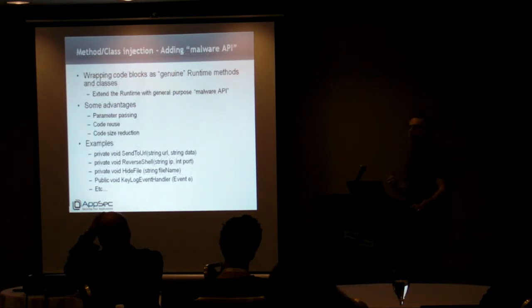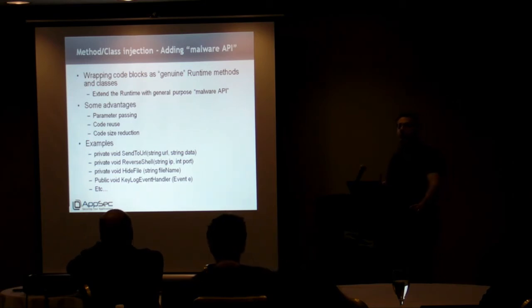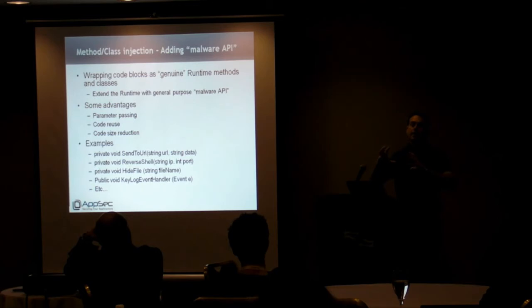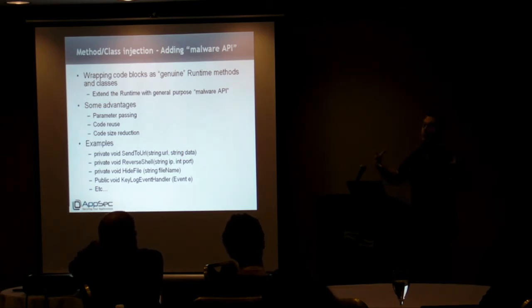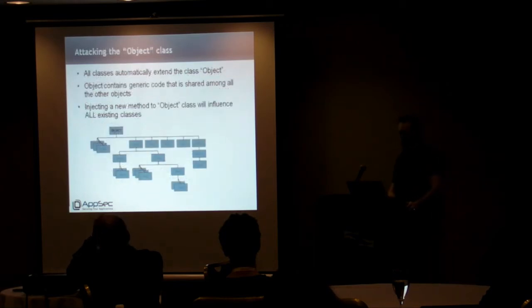So I showed you that we can do method injection. We can actually add new methods and new classes. Basically, we can extend the runtime so that it will allow us to do something that wasn't intended in the first place. And I implemented a couple of examples. One of them is hide file that you saw, hide processes, send to URL, where we send information to an external URL, and basically other interesting things.